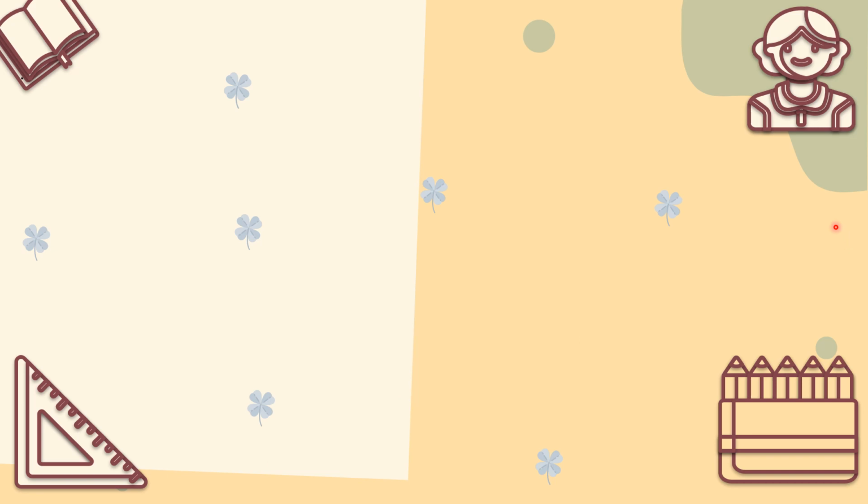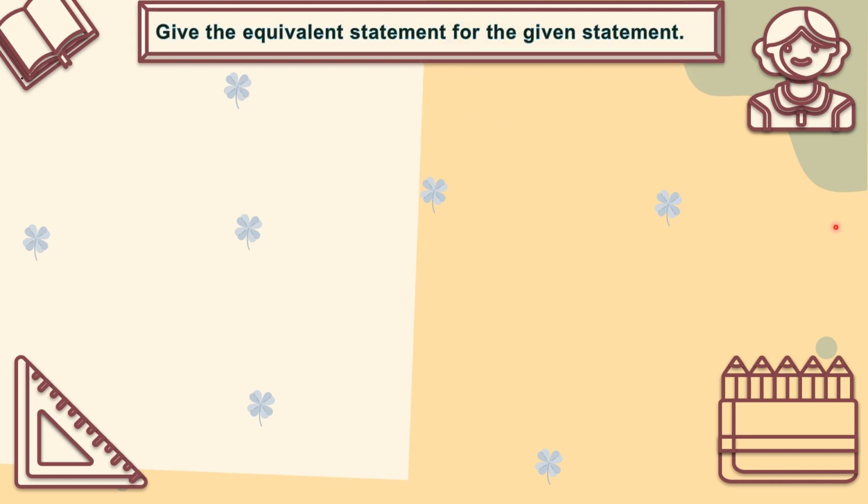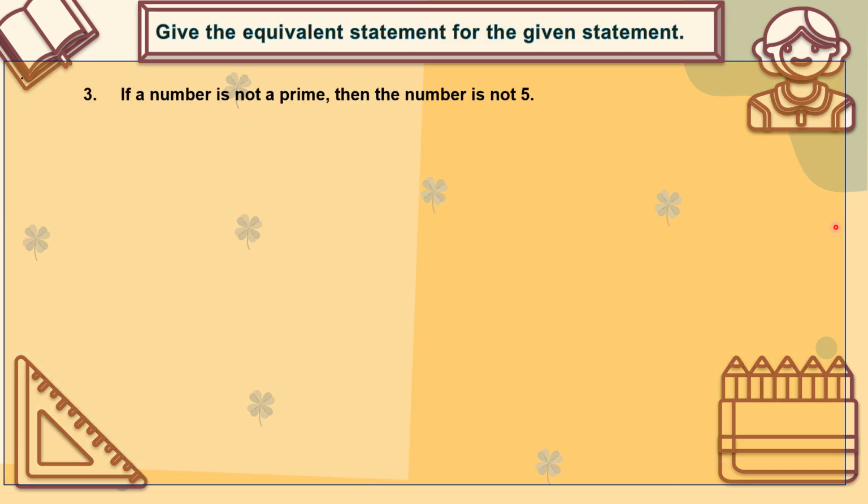Okay, so number 3. If a number is not a prime, then the number is not 5. So, ano kaya siya? Conditional, converse, inverse, or contrapositive? Okay, so mapapansin nyo, meron siyang word na not. So, ibig sabihin, pwede siyang maging inverse o kaya naman ay contrapositive.